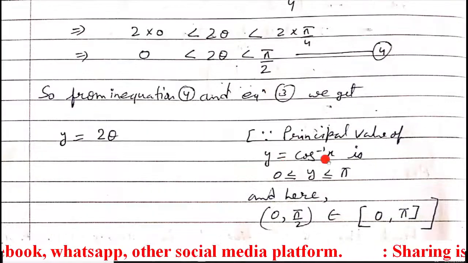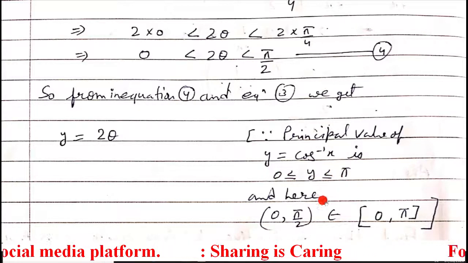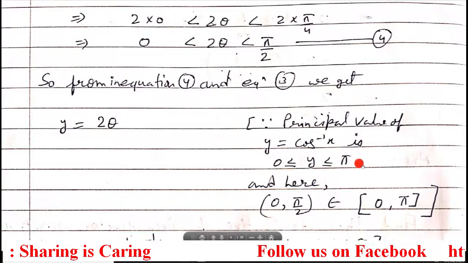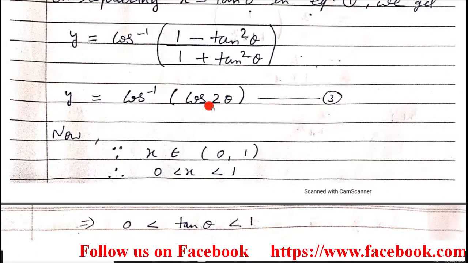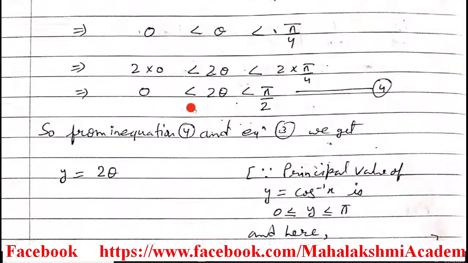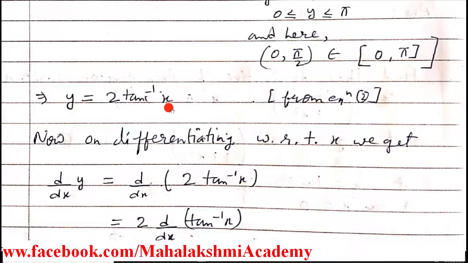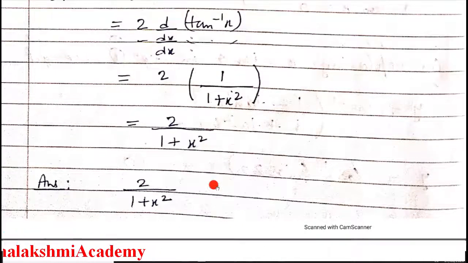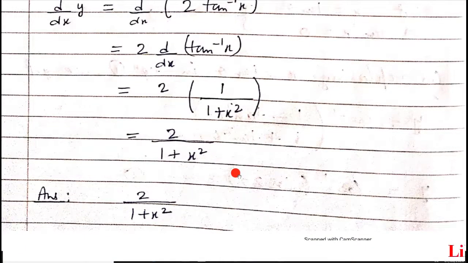Now we know that the cos inverse x principal value is 0 to pi, and whatever interval we obtained here belongs to this interval. That's why our equation 3 is satisfying the principal value. That's why cos inverse and cos will remove and we'll obtain here only 2 theta. Now theta we will replace by equation second, that is tan inverse x. Now again we will differentiate it, so we'll obtain this. So that is the answer for this question. Hence question number second and first are completed. Thank you.